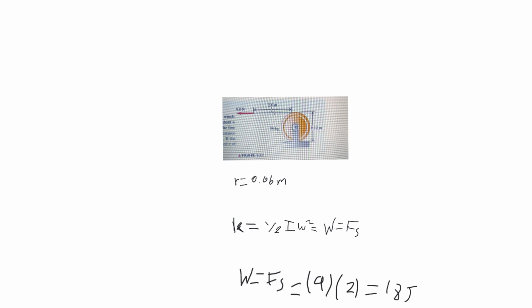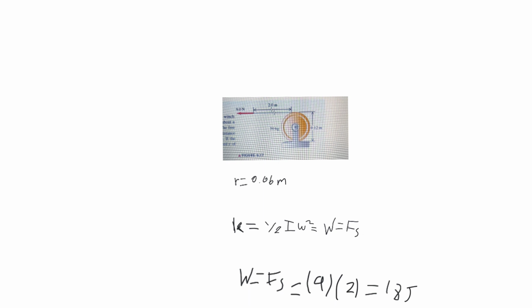Okay, so for example 9.7, we have this picture which is basically about a cable being wrapped around this drum that we have here, and we're told that it unwinds without slipping, and the cylinder is initially at rest. So it's asking us to find the angular velocity and the final speed of the cable when it's being unwound.